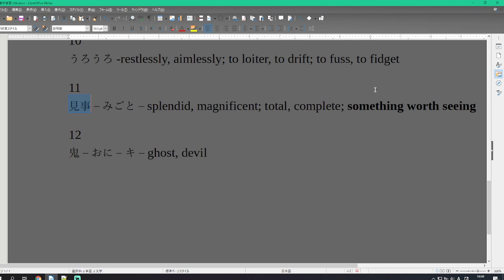Migoto is something that is worth seeing. As we say here in the South, that's something to see, ain't it? Migoto. Something to see. Something worth seeing. Migoto. Splendid, magnificent, sweet, or total. Something worth seeing. Migoto.